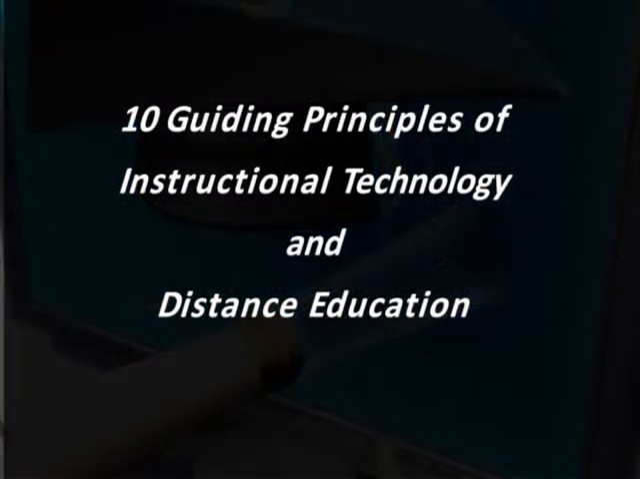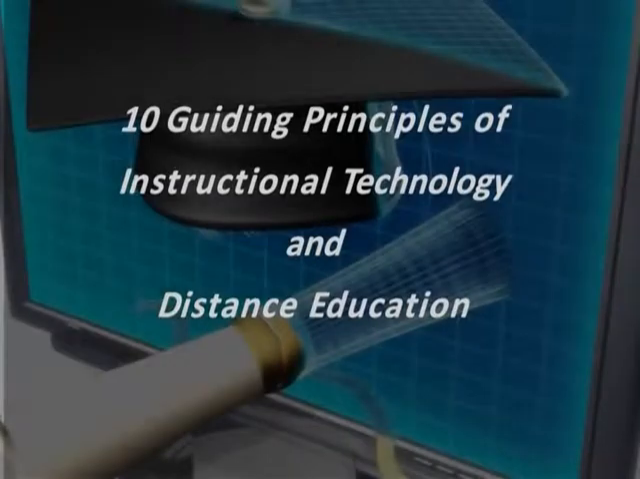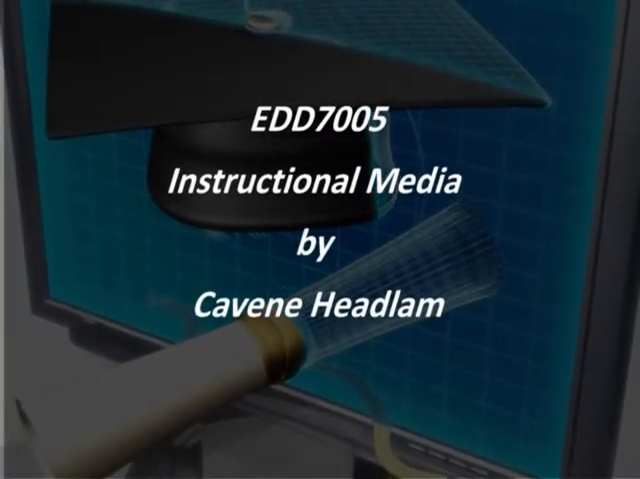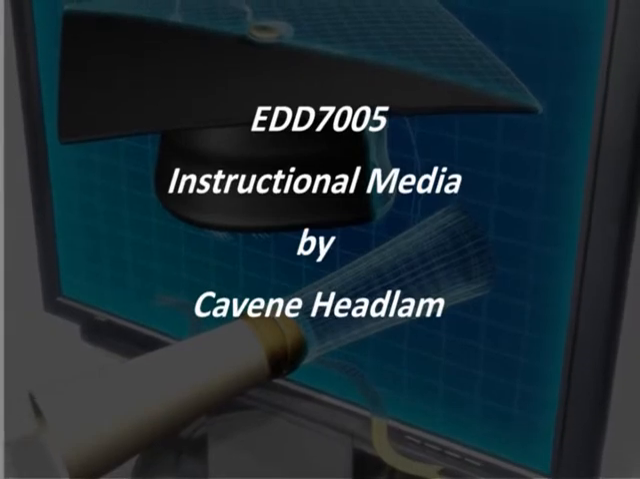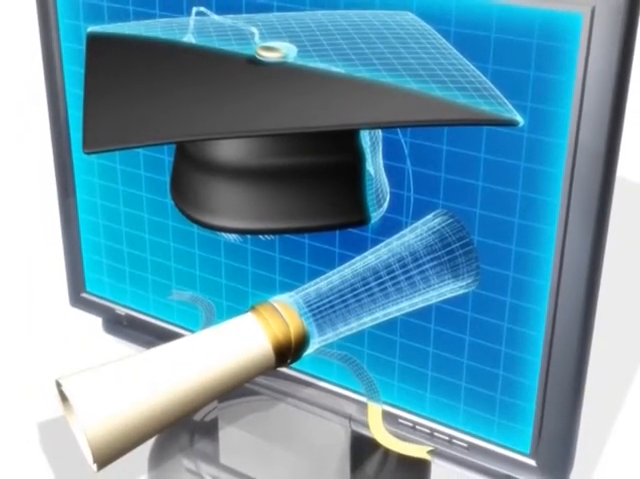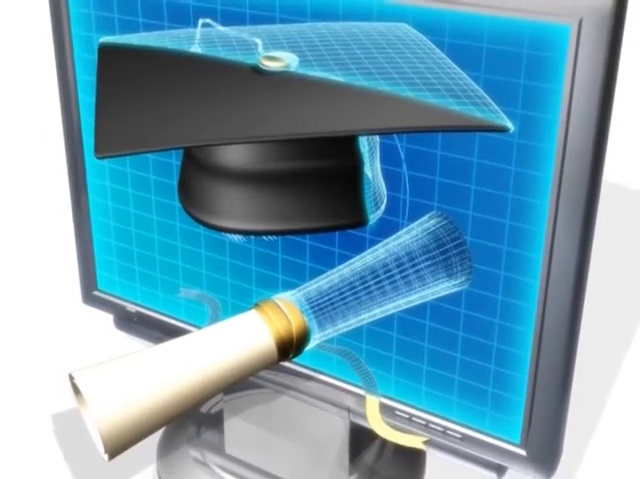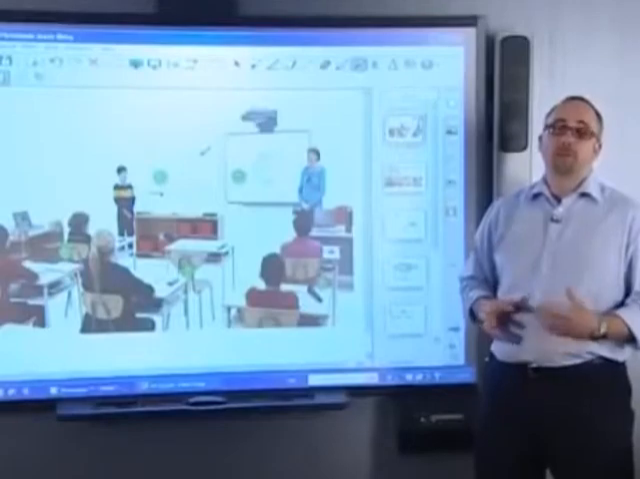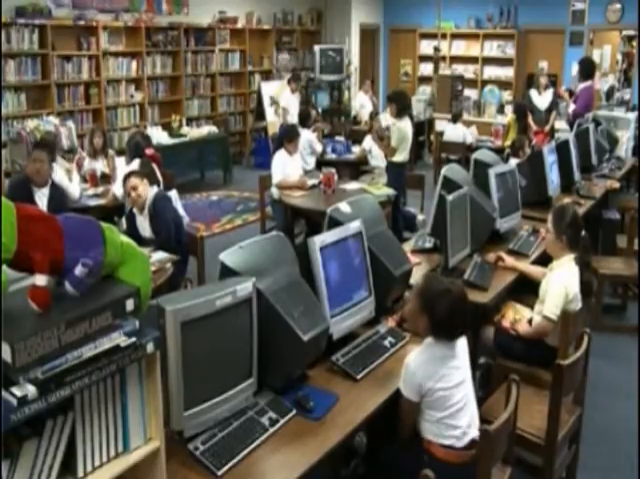10 of the most important principles of instructional technology and distance education are presented in this document. The successful mastery of academic content, once viewed entirely as the learner's responsibility, is now considered a shared responsibility among the three major players: the student, the instructor, and the educational institution.